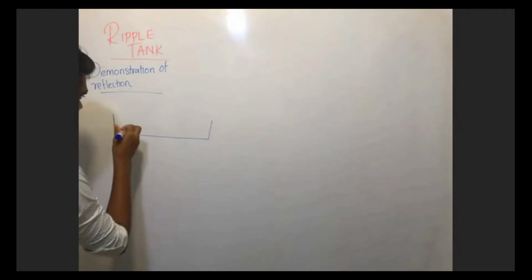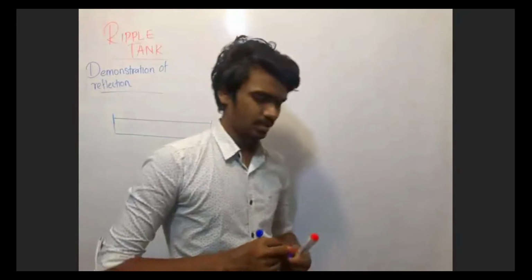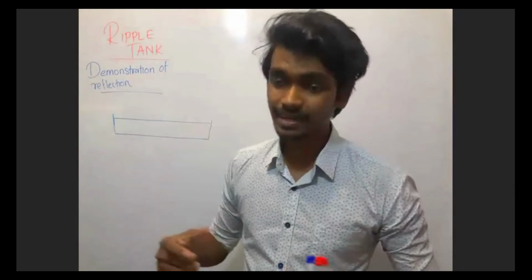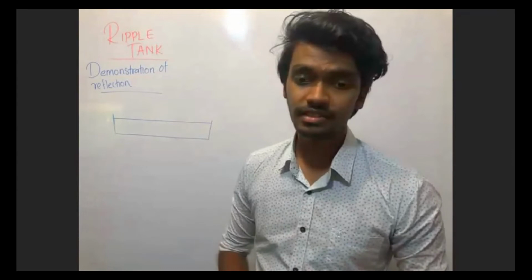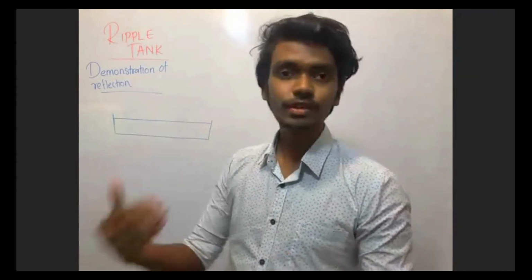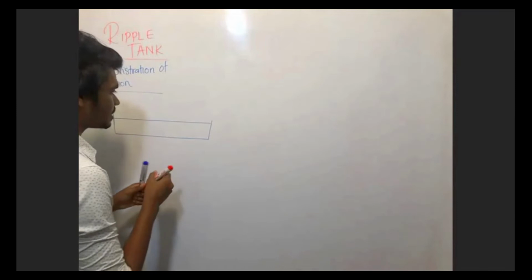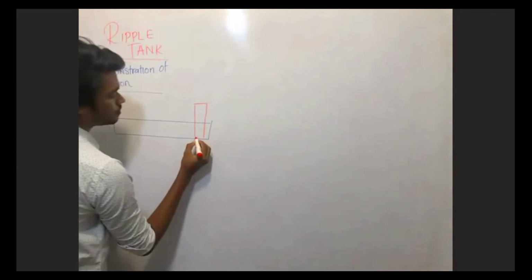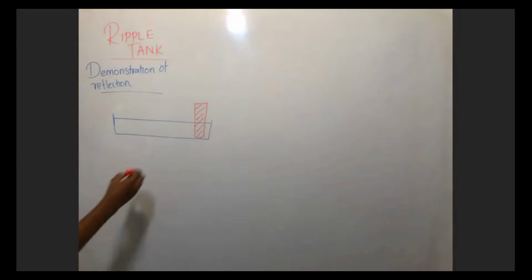Right, these are water surface. So obviously, to demonstrate reflection, what is the condition? What is the factor that you need? You need an obstacle. Then only the water wave is going to reflect. Okay? Need an obstacle. Now, let's place the obstacle.